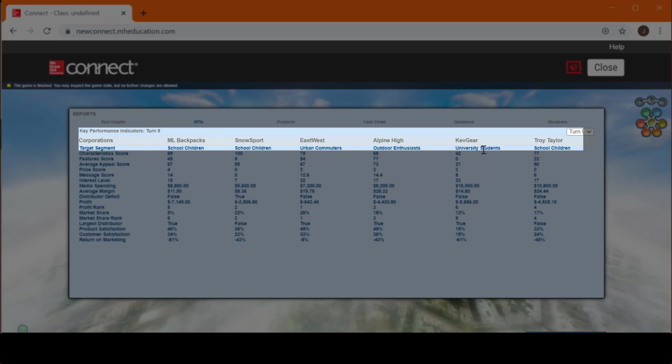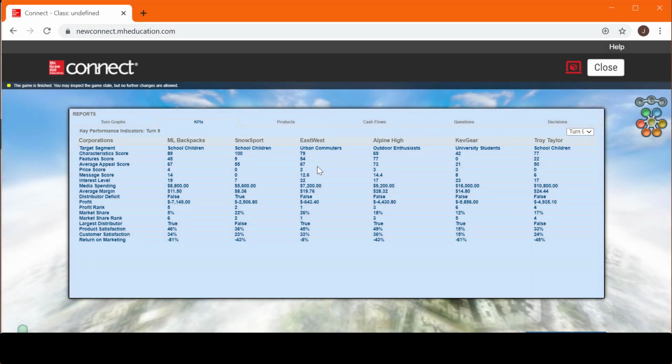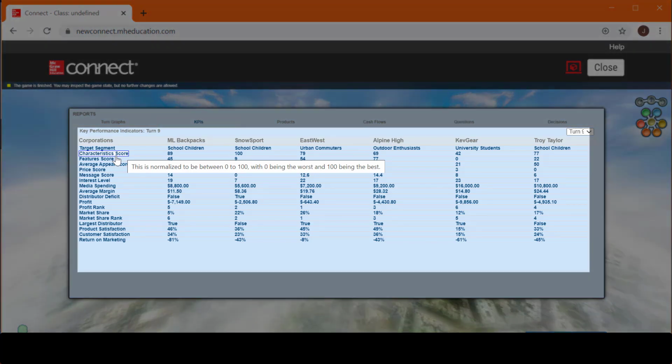Maybe had I been looking at this during the game, I might have switched over to luxury because you have the ability to do that during the game. I might have switched over to luxury because nobody was targeting that market. And then I get my scores. There's a whole bunch of measurements and data that I can learn about my decision making.